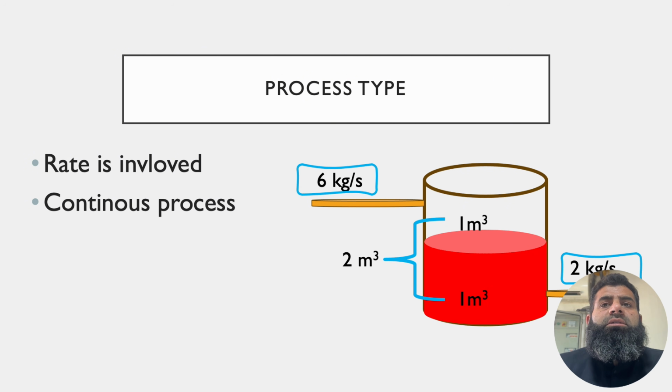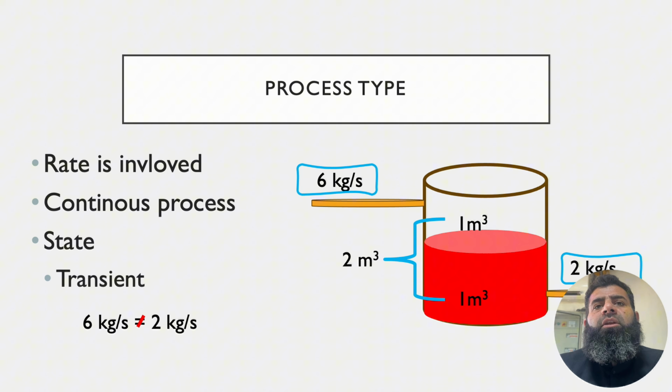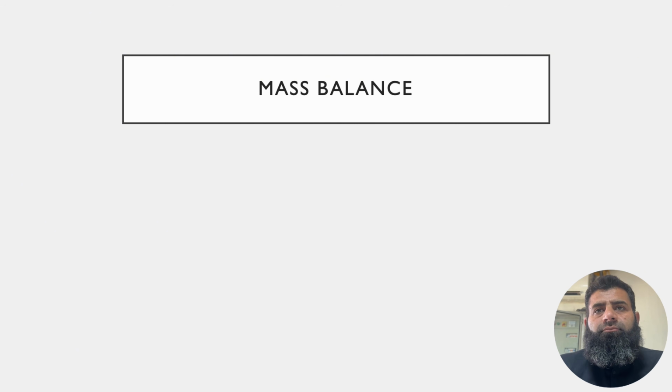And then what is the state of this continuous process? As you know, we have 2 states: transient state and steady state. It is a transient state because the input is not equal to output. So we will call it a transient state. To wrap up, the process is continuous and it is in a transient state.